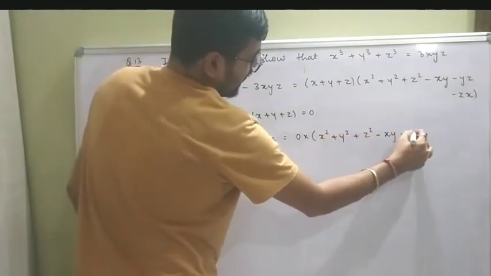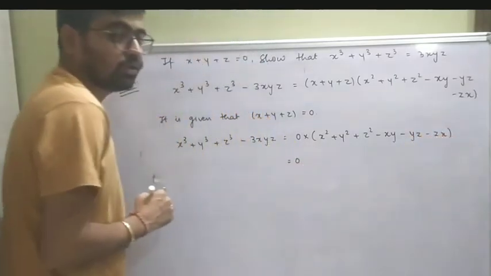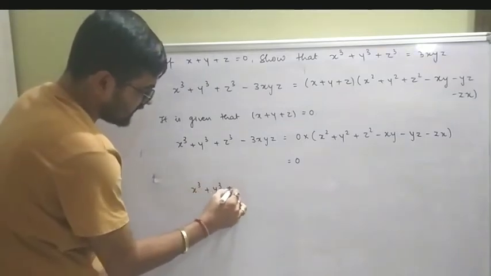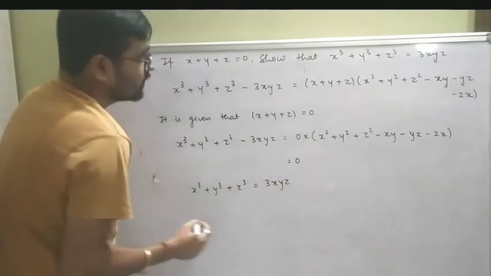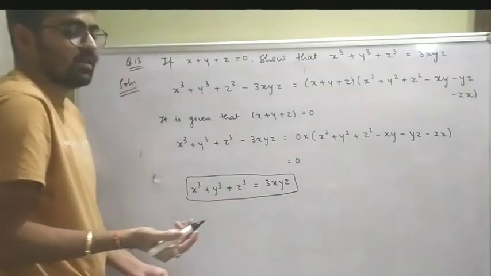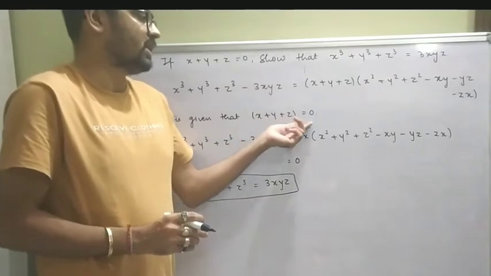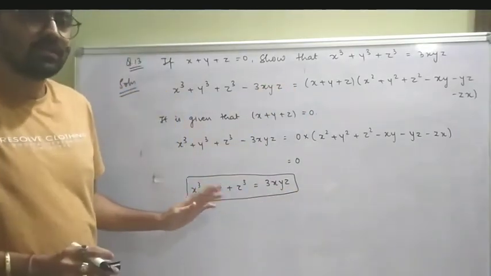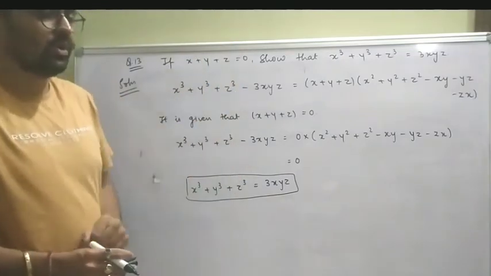Now what I understand is कि 0 into कुछ भी करो, it is definitely going to be 0. So bring that 3xyz on the other side. That's what we are supposed to show. That is our answer. Simple. Just by simply putting this x plus y plus z equals 0 in this identity, we get directly our answer. As simple as that. Am I clear with this question number 13? So pause it and note it down.